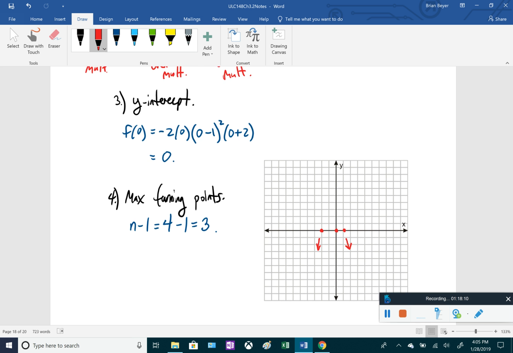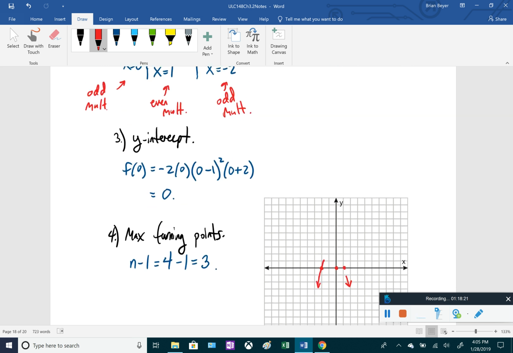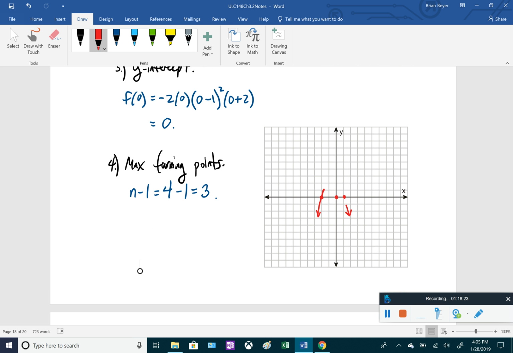So the multiplicity at -2 is odd. So we know it's cutting through. At 0, we said it was odd, so it's cutting through. I believe we said it was odd, yep. So it's cutting through, and then at 1, we said it was even. So it's touching it and bouncing back.